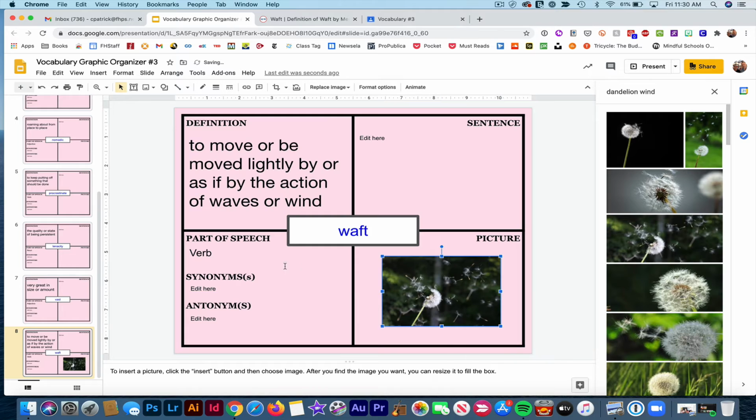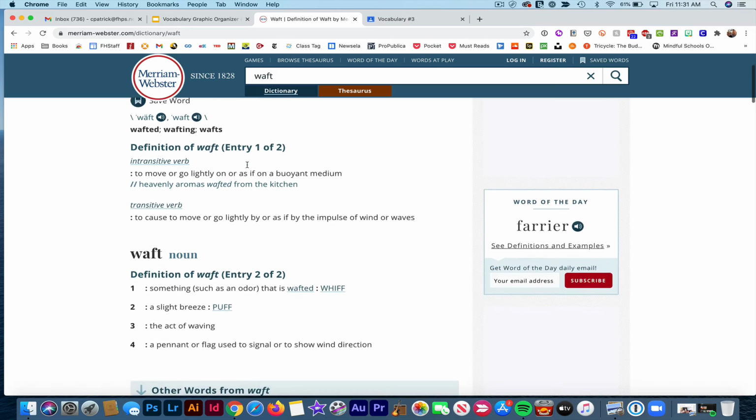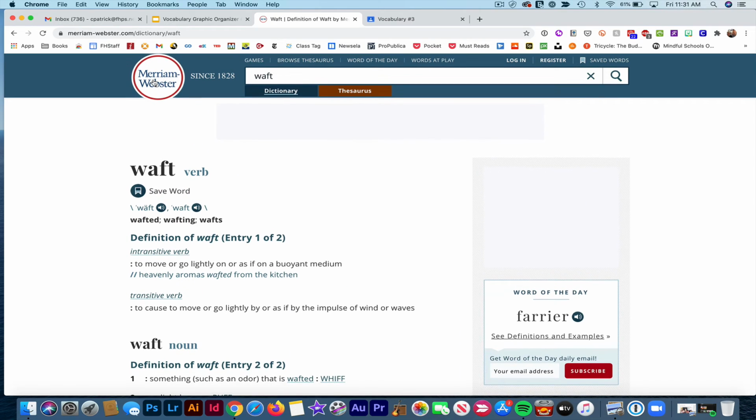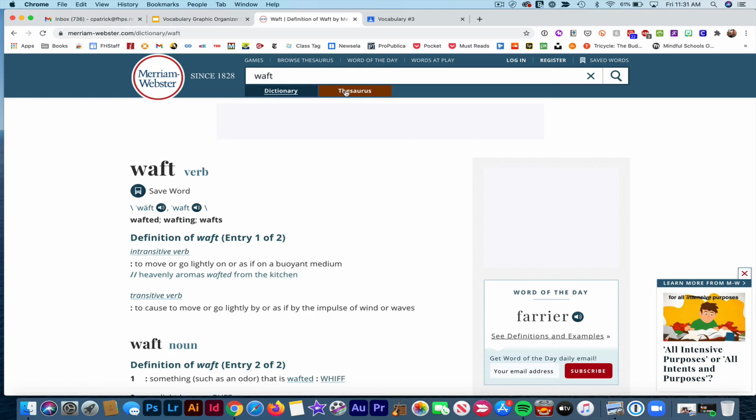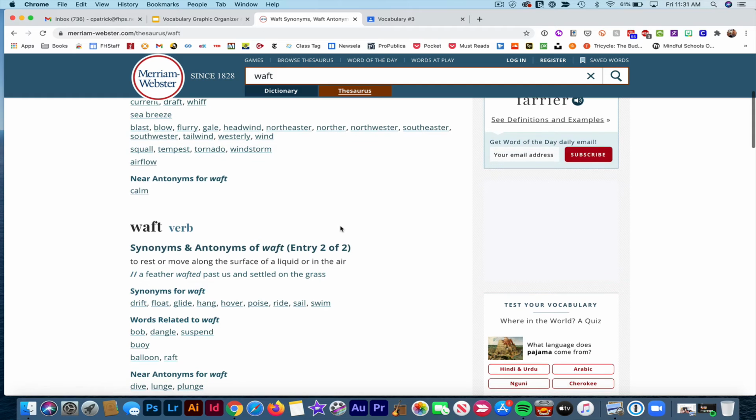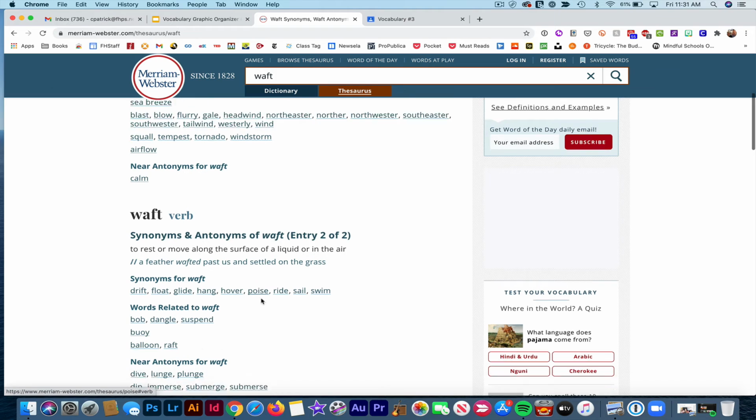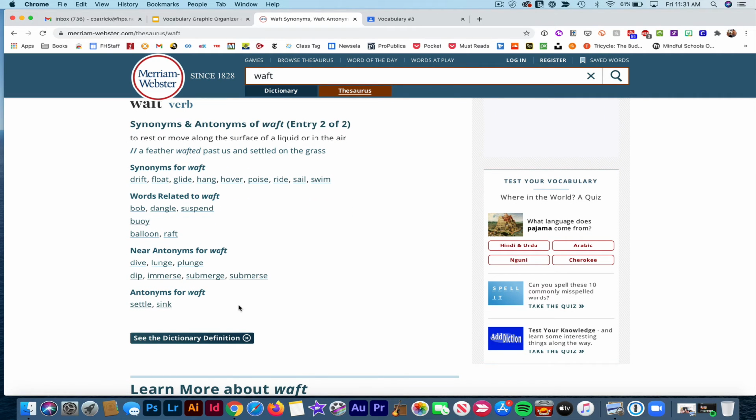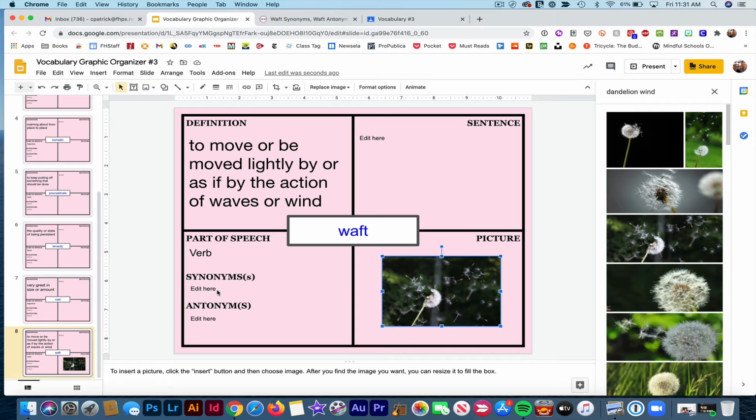Okay, so I've got the part of speech and a picture. The other thing that you need to do is come up with a sentence, and then synonyms and antonyms. The best way to find your synonyms and antonyms, again, is to go to the online dictionary, in this case merriam-webster.com, and click on the link that says thesaurus, and scroll down, and you've got, okay, so a synonym for waft would be float, and an antonym would be sink.